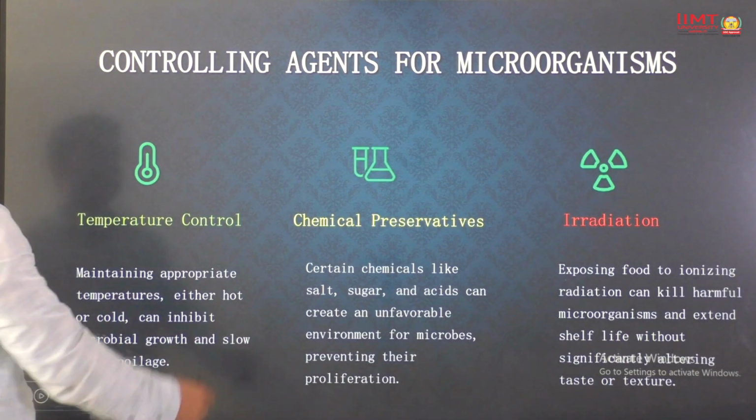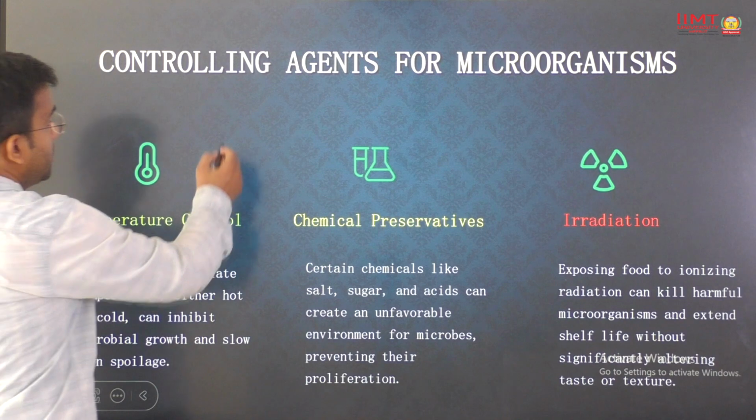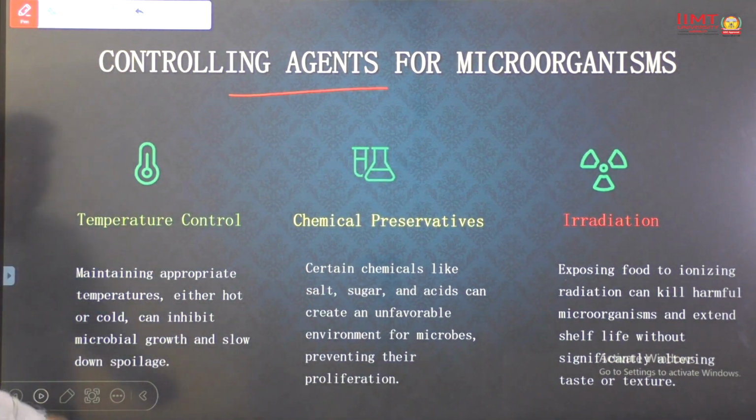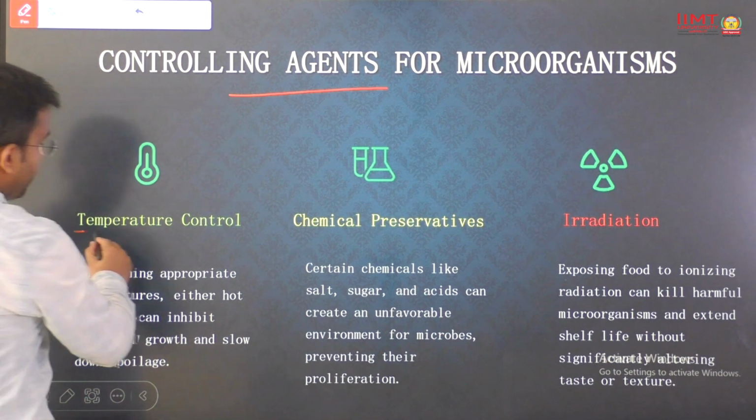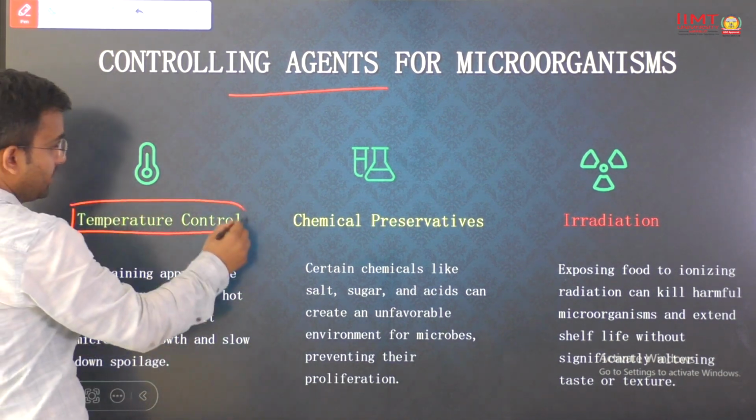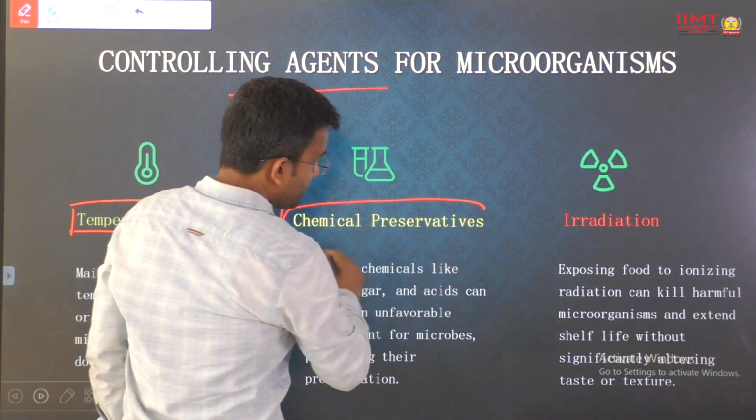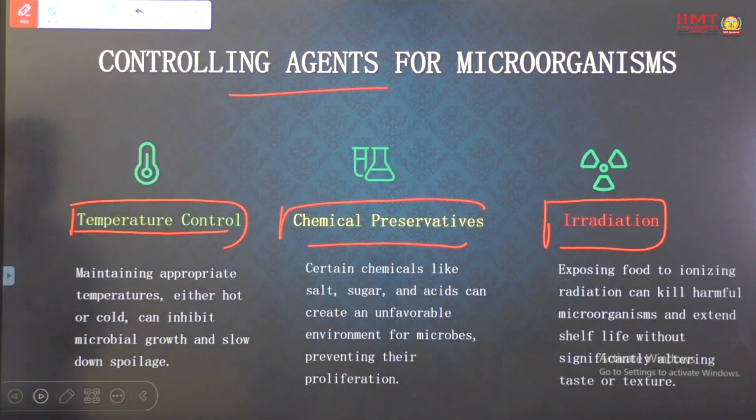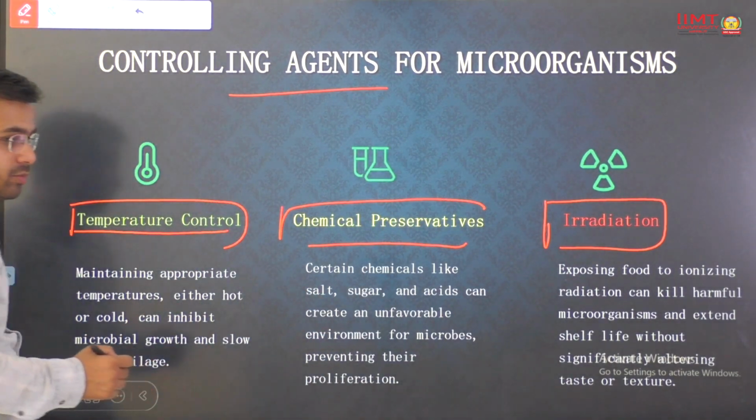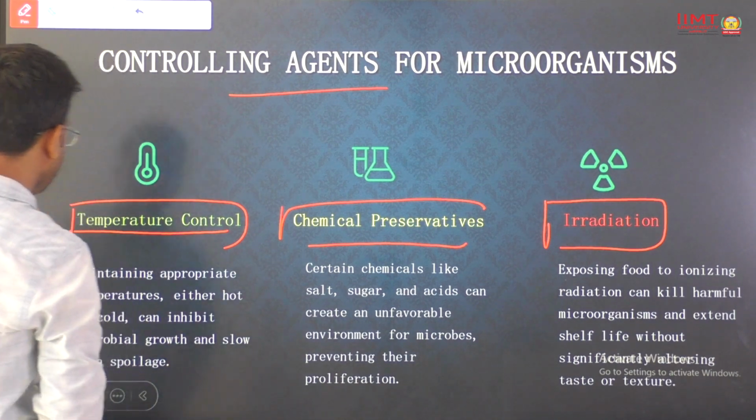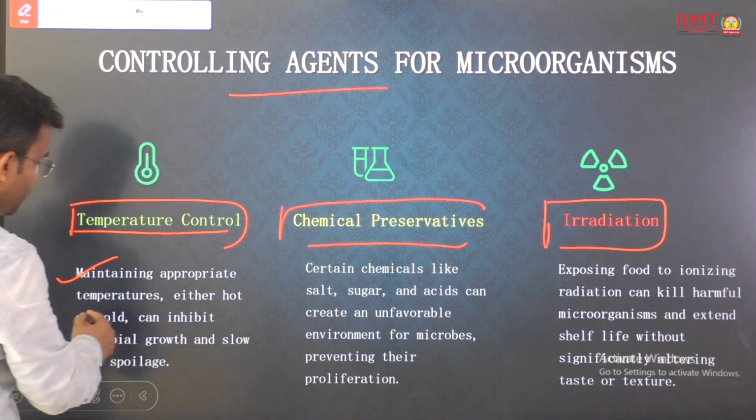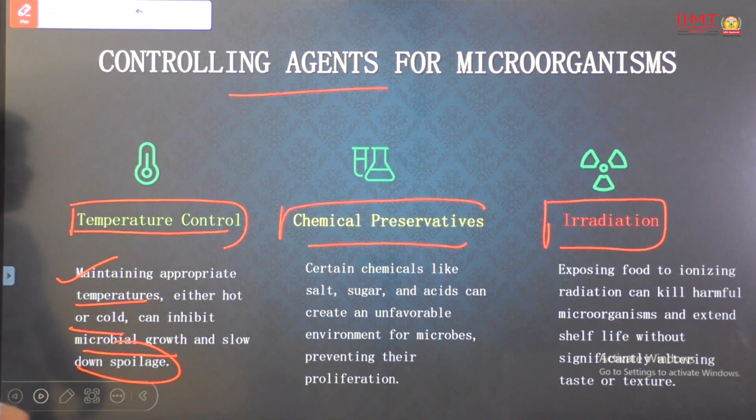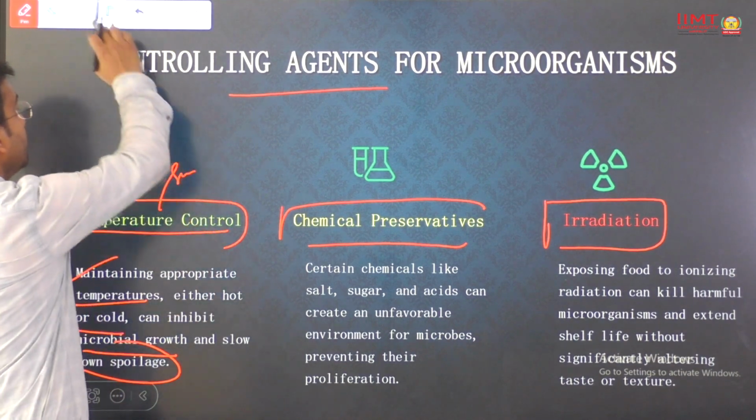So here are some points about the controlling agents for microbes. How we control the microbes. Here some agents are temperature control, chemical preservative, and irradiation process, which are also parameters for food preservation. These are the three parameters used in food preservation against food spoilage, because if we maintain the appropriate temperature, either hot or cold, it can inhibit the microbial growth and slow down the spoilage. So it plays a crucial role in food preservation.